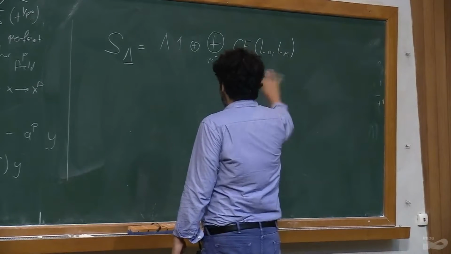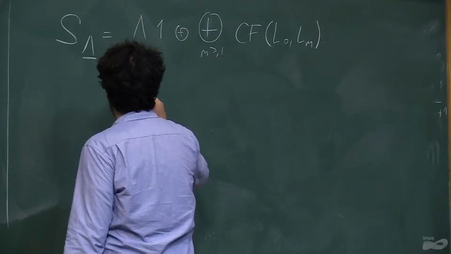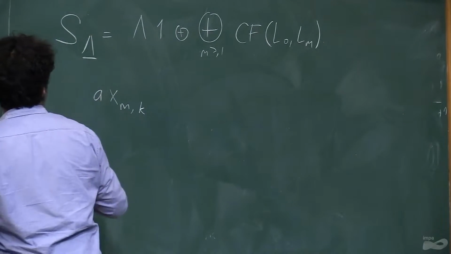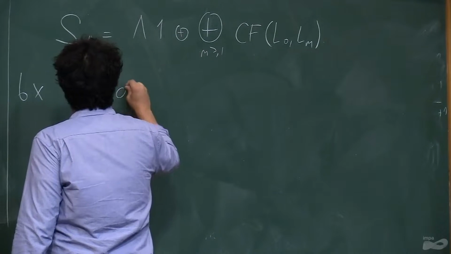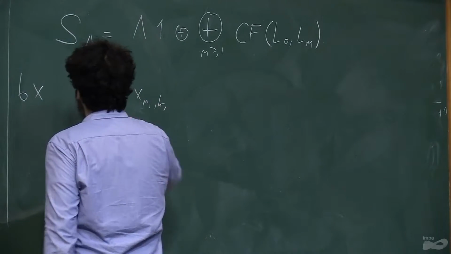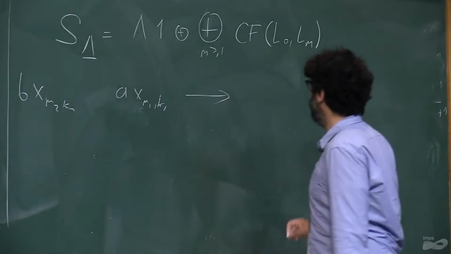So I try to now compute the product of x m k, a, b, x. Let me just say a x m1 k1, b x m2 k2, and then get some expansion.